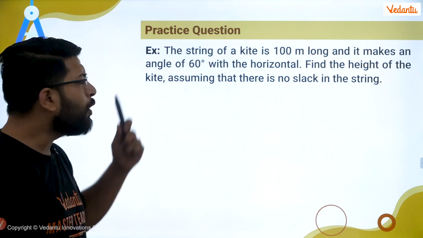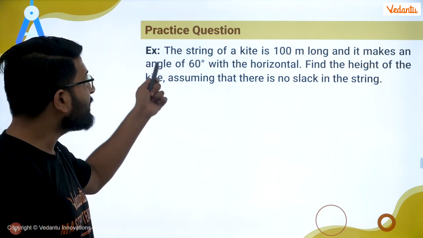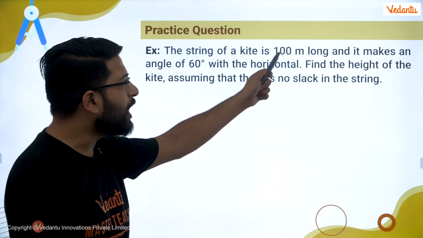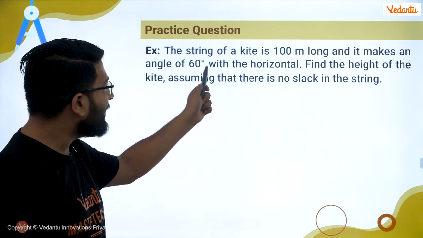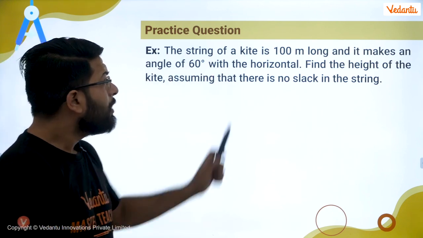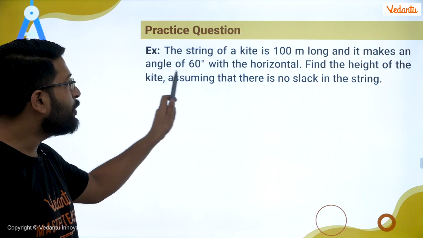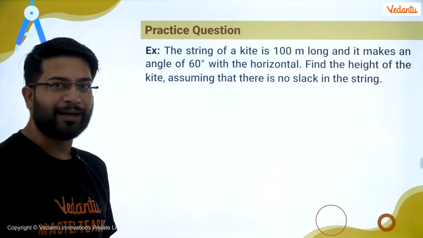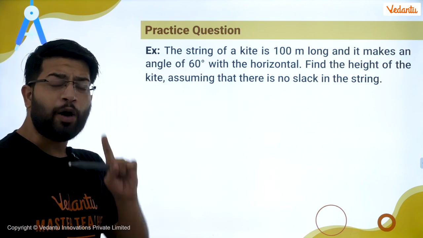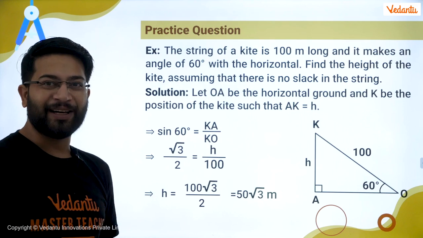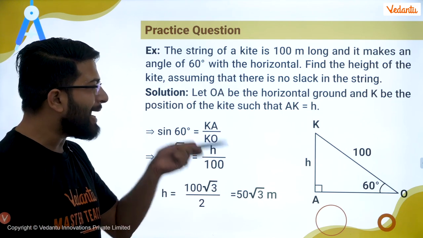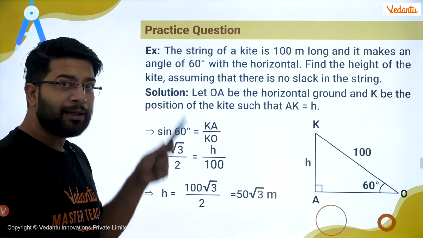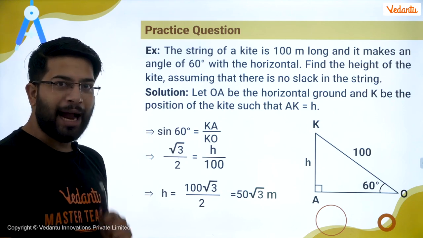Very good. Now look at this one, champ. The string of a kite is 100 meter long and it makes an angle of 60 degrees with the horizontal. Find the height of the kite, assuming that there is no slack in the string. Again, a very easy question. We only have to focus on the figure. So we can see in this one that OK is the string. My K point is my kite.